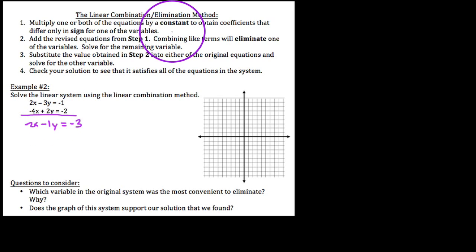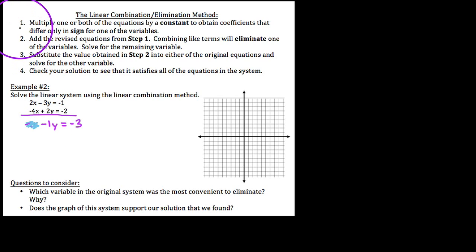But we also call this elimination method because what would be really cool is if I were able to add these two equations together and I got my x's to totally cancel out. Because if I were to leave just the y now, then I could get y by itself and say, well, now I know the y value. Let's go substitute that back in and find x.